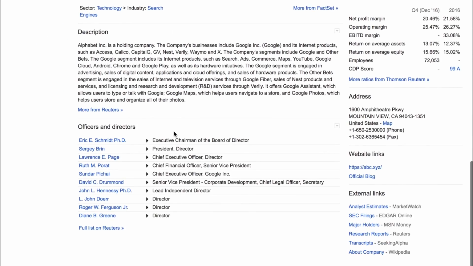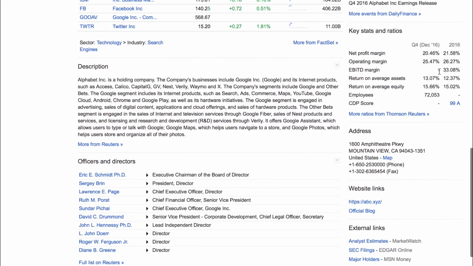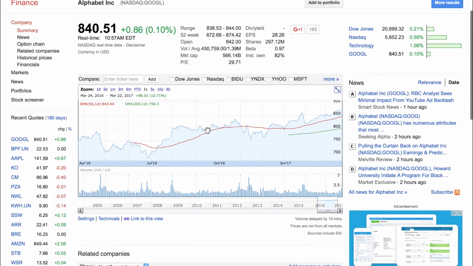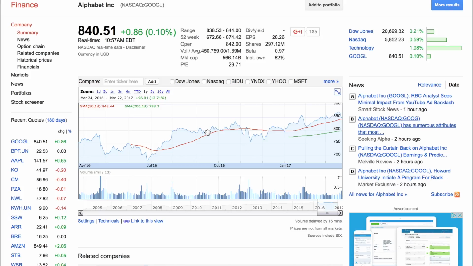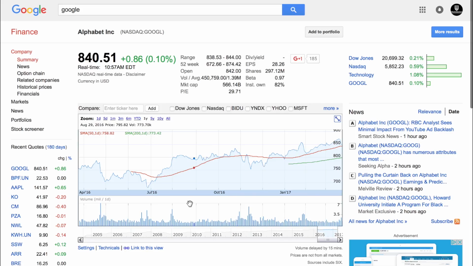The next thing we're going to look at is the description of the company. It tells you a little bit about the company, and it tells you who the officers are. So you can read that. It also has links on the right-hand side. We've got website links, external links, an address, and some key stats and ratios. Pretty much everything you need to know about the stock is right here on this one page. Most importantly, I think the stuff at the top is important, and the dividend yield being the most important thing in my mind, because I'm a dividend investor.